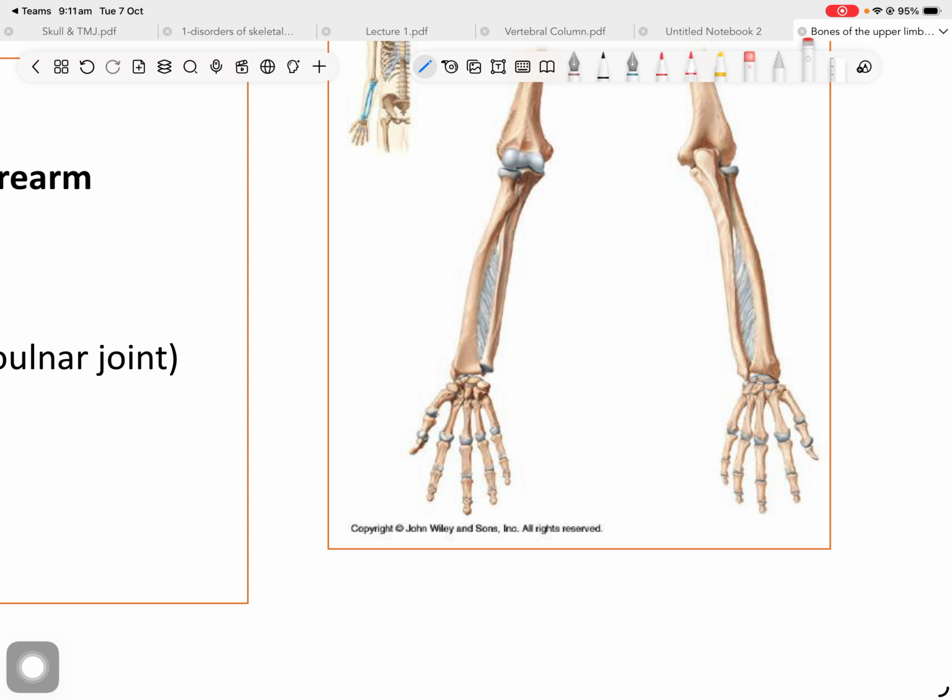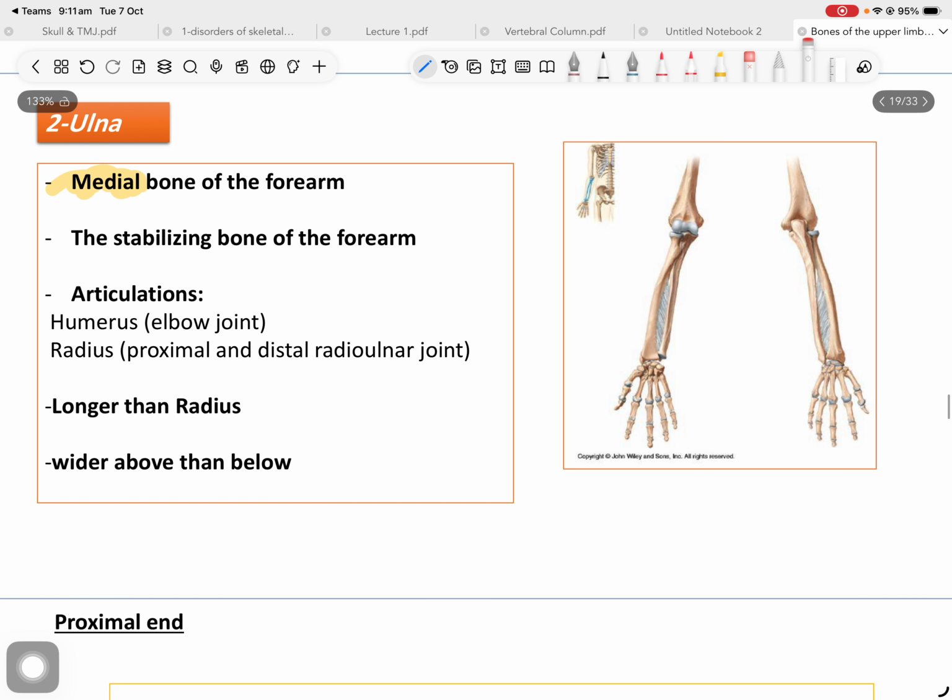I have a disc here. It separates the ulna from the carpal bones and it's excluded from the wrist joint, okay? And finally, it articulates with the radius at the proximal and distal radioulnar joints, okay? This bone is opposite to the radius, so it is wider above. The further down I go, it becomes narrower, okay?